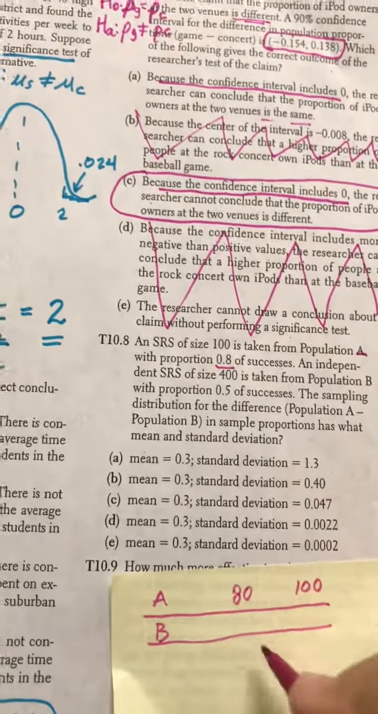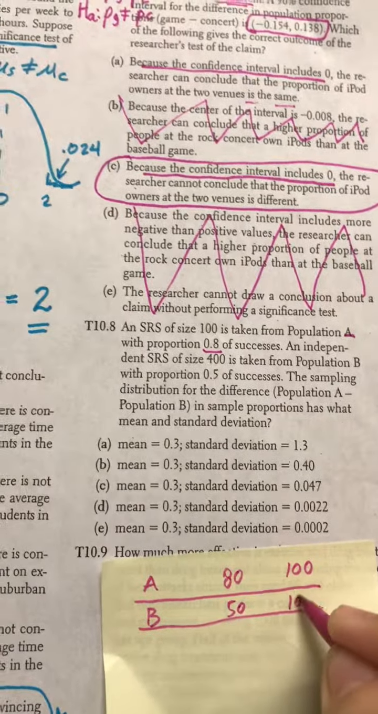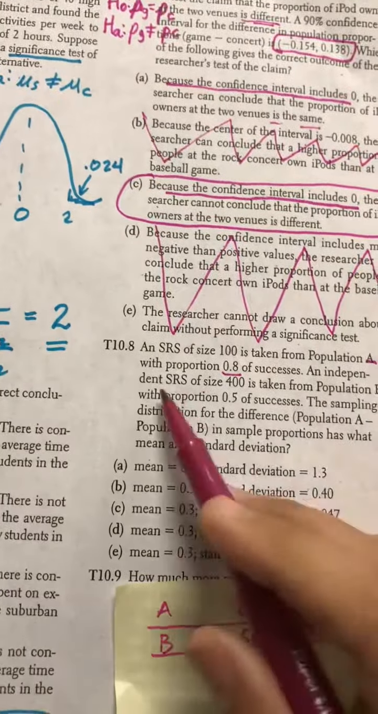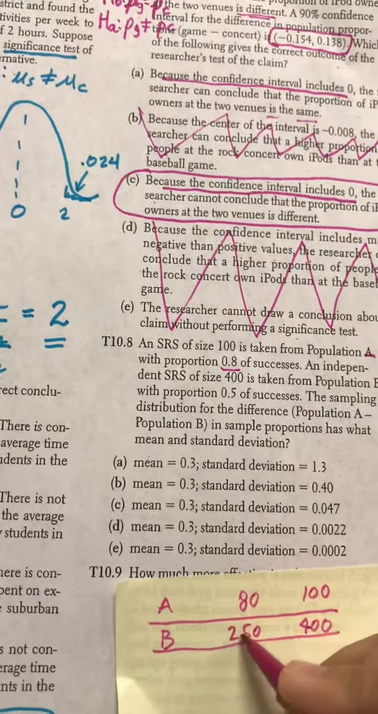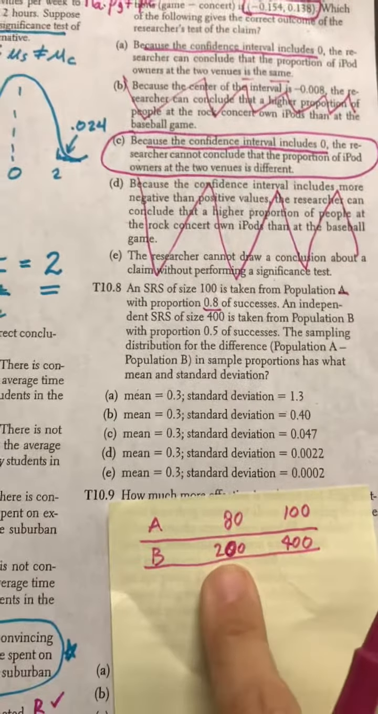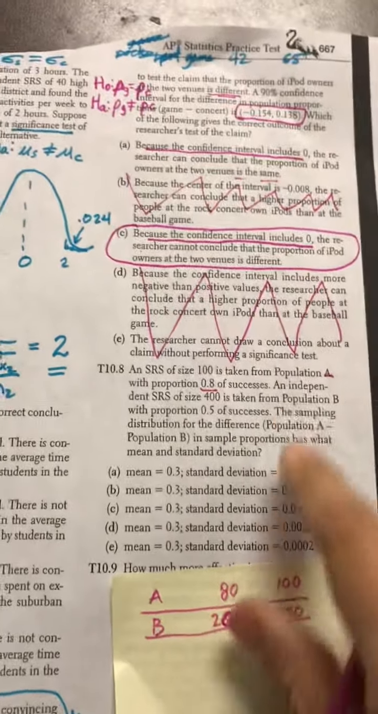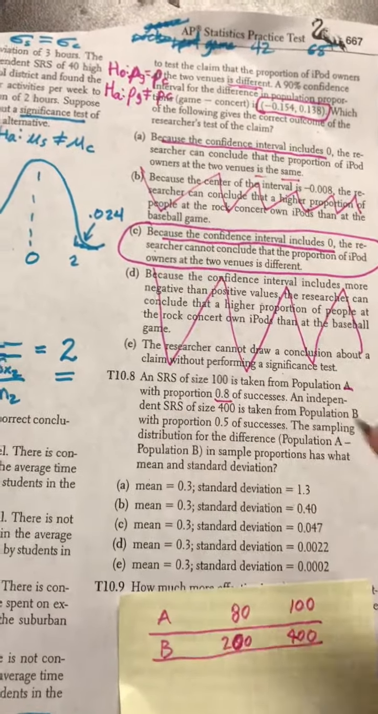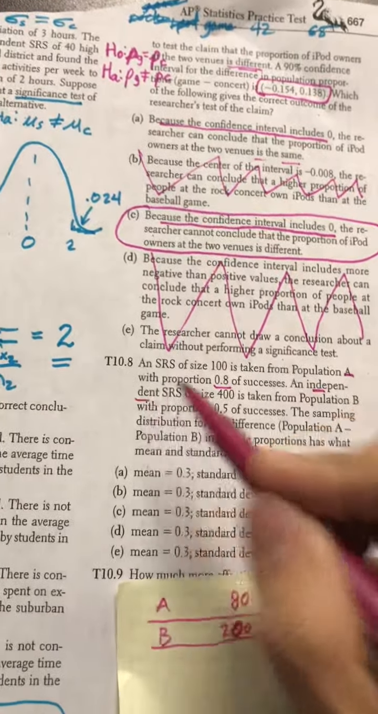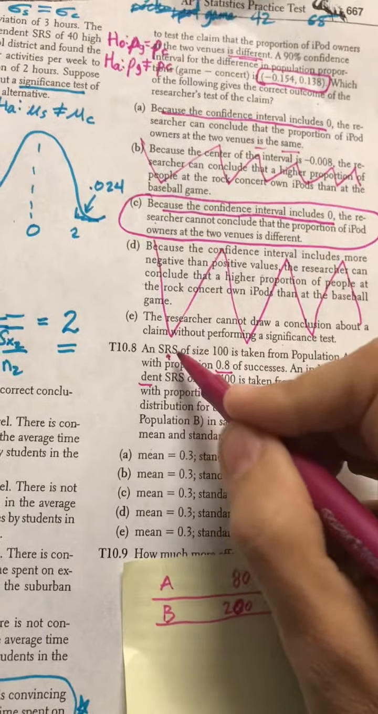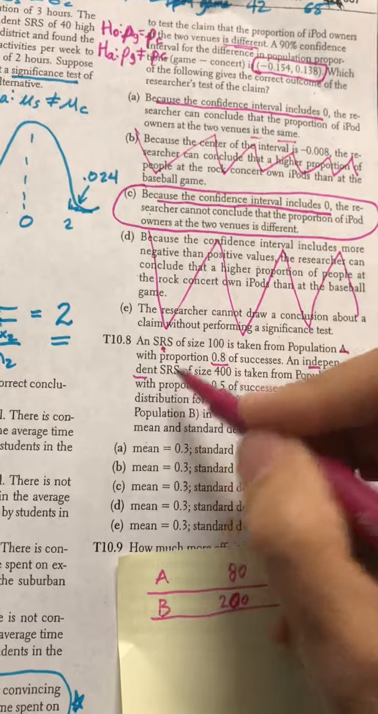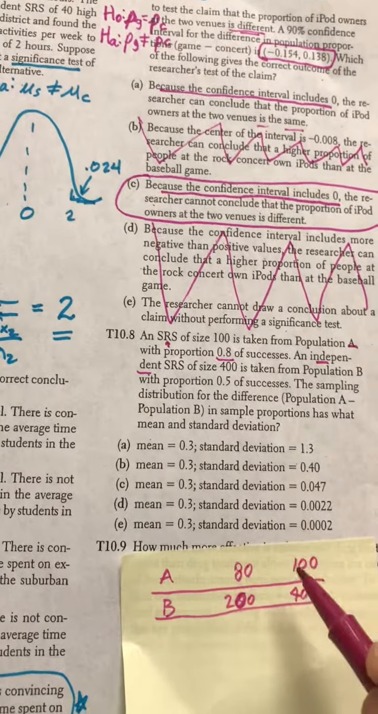Population B, 50%. Okay. Oh, but I talked to 400 people, so that would be 200. It's definitely at least 10 successes and failures, okay? And it says they're independent, which I like. This letter SRS is short for simple random sample. So I have all my conditions met.